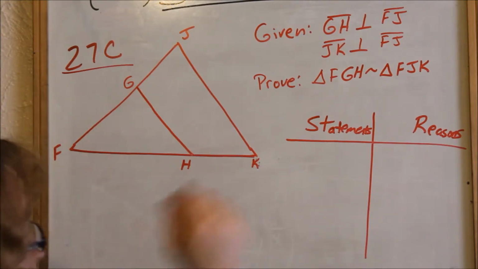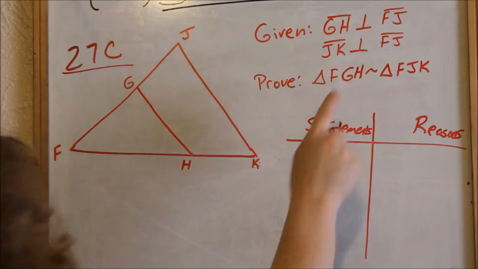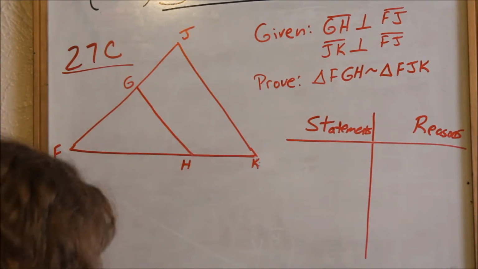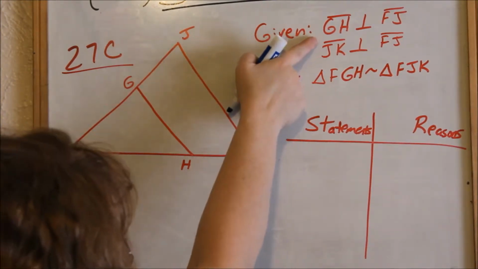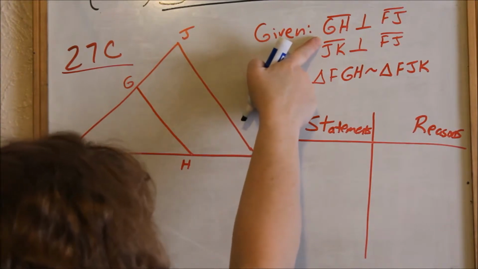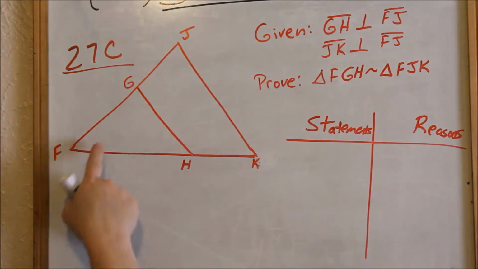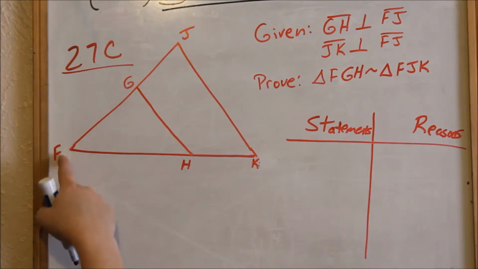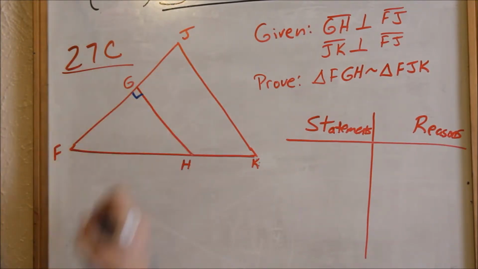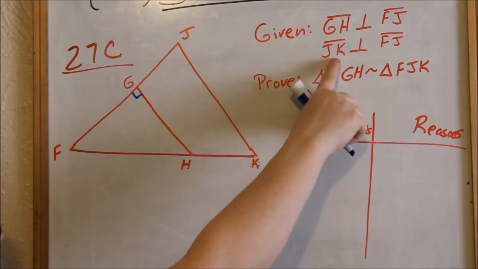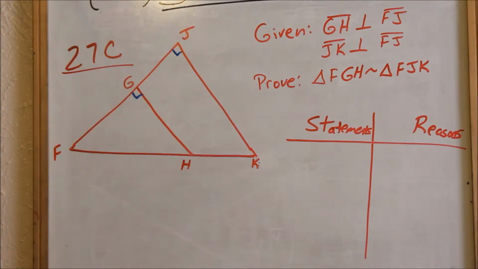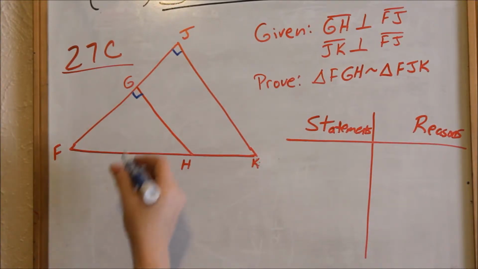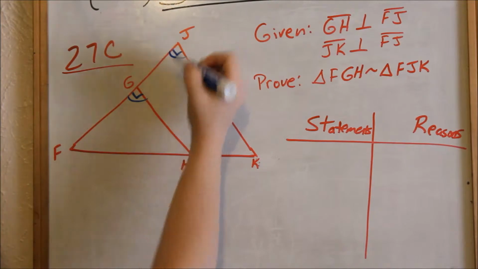Again, to prove triangles are similar, the symbol right here, we only need to prove two angles are congruent to each other. Now look at the given. We are told that line segment GH is perpendicular to FJ. That tells me that that angle is perpendicular. JK is perpendicular to FJ. So I'm told that that angle is perpendicular. That angle is 90 degrees. That's a right angle. So now I know that this angle is congruent to this angle.